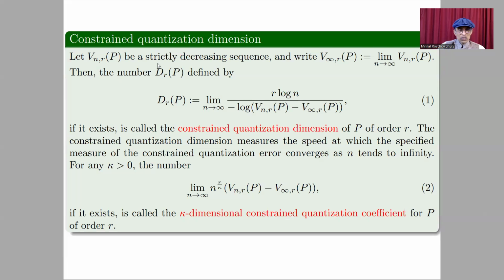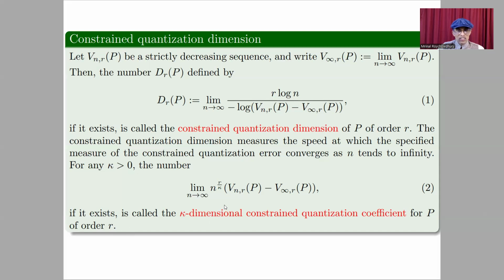Now, we are going to give the definition of the constrained quantization dimension. Let V_{n,r,P} be a strictly decreasing sequence, and write V_{infinity,r,P} equal to the limit of this. Look at that, V_{infinity,r,P} is a non-negative number. Then the number d_r(P) defined like this is called the constrained quantization dimension of P of order r. The constrained quantization dimension measures the speed at which the specified measure of the constrained quantization error converges as n tends to infinity. For any kappa greater than 0, the number this, if it exists, is called the kappa-dimensional constrained quantization coefficient for P of order r.